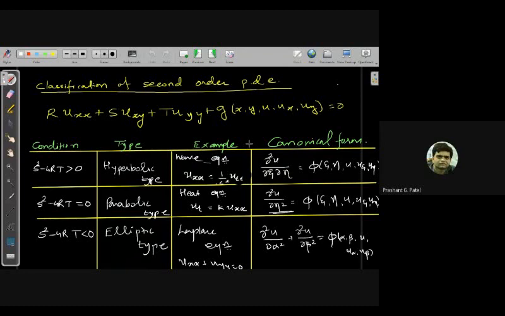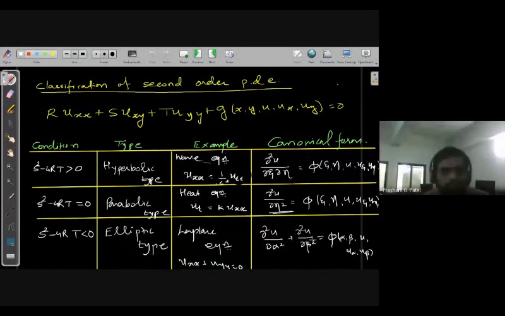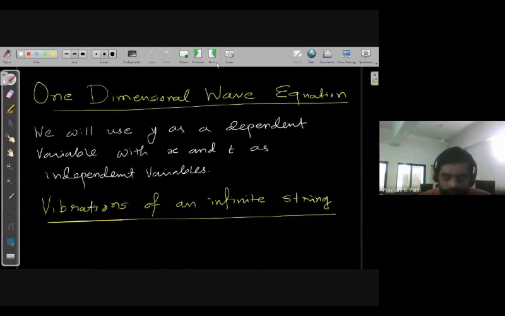So as we have discussed in the previous lecture, the classification of second order partial differential equations, we have seen certain examples which we have converted into the canonical form of this semi-linear partial differential equation of second order. Today we will discuss the solution of the one-dimensional wave equation, and in that we are considering a very special case. It is the vibration of an infinite string.